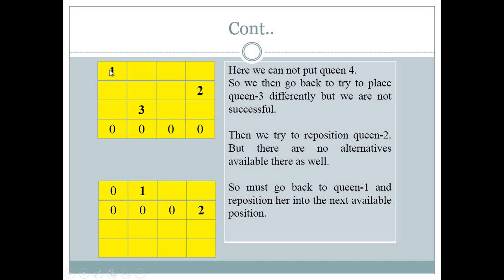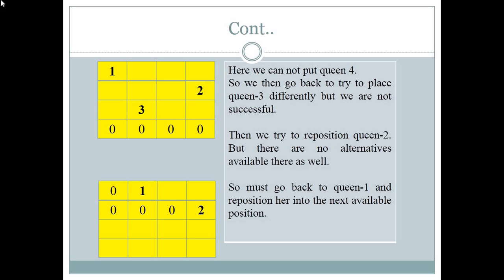Why? Because if we put our queen 4 on the first cell, then it will be in the column of queen 1 as well as the diagonal of queen 3. Here it will be in the column of queen 3 as well as the diagonal of queen 2. Here it will be on the diagonal of queen 3. Here it will be in the column of queen 2 as well as the diagonal of queen 1. So we have to try repositioning queen 3, but here we cannot put our queen 3 because it will be on the diagonal of 2. Here also we cannot put it because it will be in the column of 2, and this is not possible. Also, we have tried all the possible states of queen 2. So that says we must go to queen 1 and reposition her into the next available position.